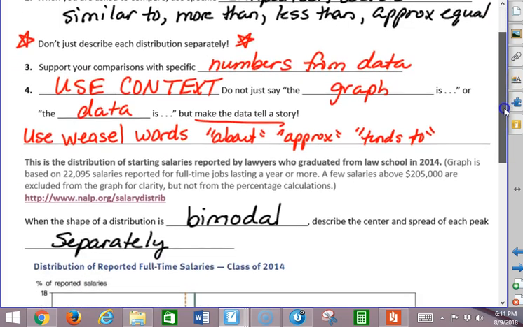Support your comparisons with specific numbers from the data. If you say this mean is greater than this other mean, then tell what the means are, or what they approximately are. Use context. Don't just say the graph is, or the data are. Actually, "are" is plural. But make the data tell a story. Tell what it's about. Use weasel words: about, approximately, tends to, fairly, close to, those kinds of things. Because we don't know exactly what things are, we don't want to be really precise with our language when we can't be precise with our description.